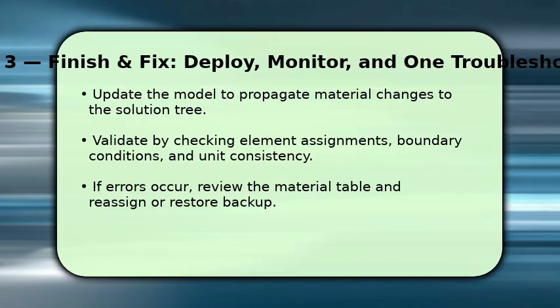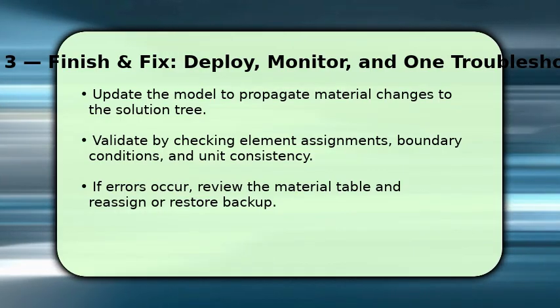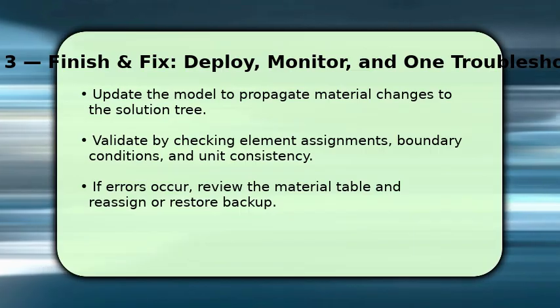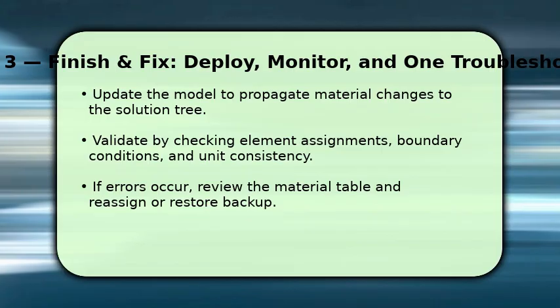Then validate the setup by inspecting mesh regions, boundary conditions, and connectors that might depend on material properties. Run a quick static solution or a small mesh check to confirm expected behavior. If something goes wrong, revert to your backup or reopen engineering data to correct property entries. Commonly, unit mismatch or misspelled property names cause the issue.